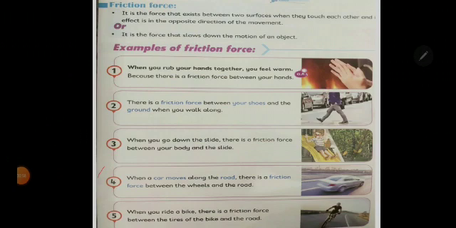The meaning of the opposite direction is: when we walk in this direction, the friction force opposes the direction in this way. So the friction force acts in the opposite direction from the moving direction.